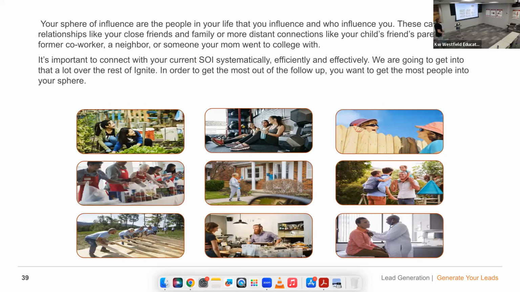So your sphere of influence are the people in your life that you influence and who influence you. They can be close relationships, like your close friends and family, or more distant connections, like your child's friend's parents, a former coworker, a neighbor, or someone your mom went to college with. It's important to connect with your current SOI systematically, efficiently, and effectively. I'm going to help you get into this, and also the rest of Ignite too. You're going to hear about this stuff more, but we're going to talk about it today for sure.